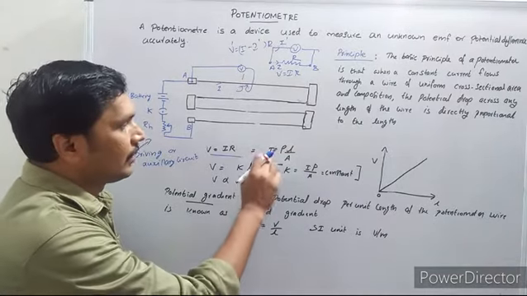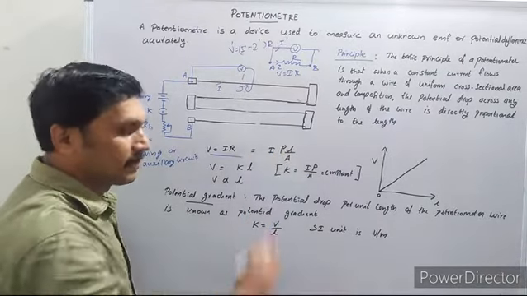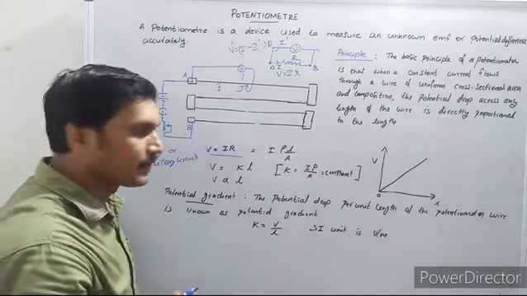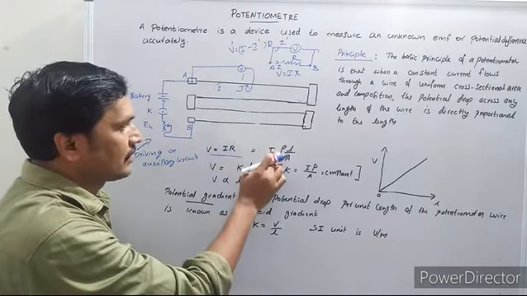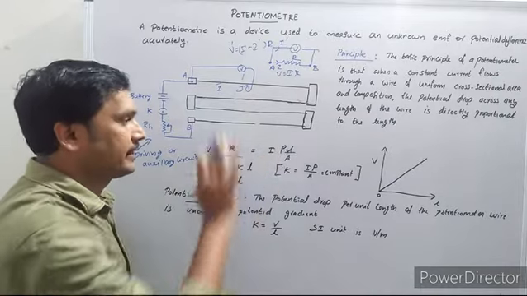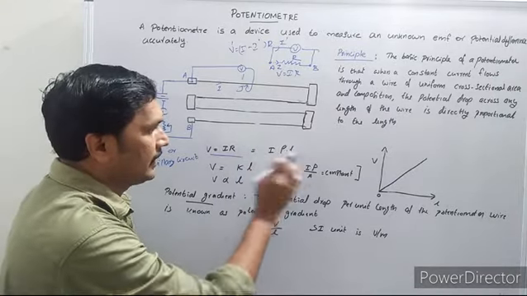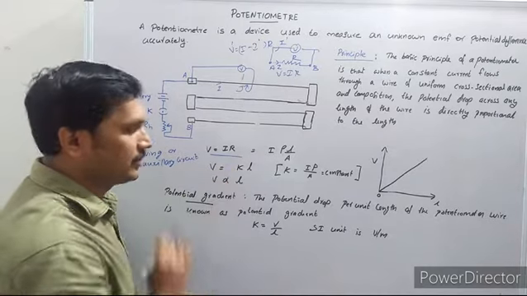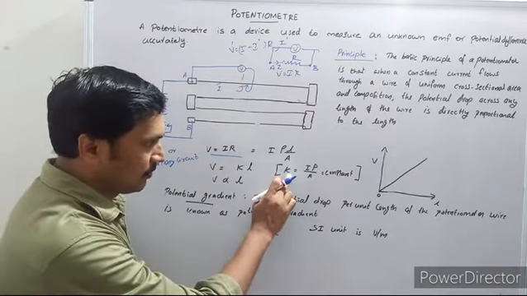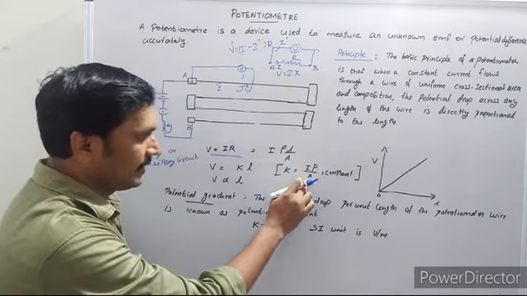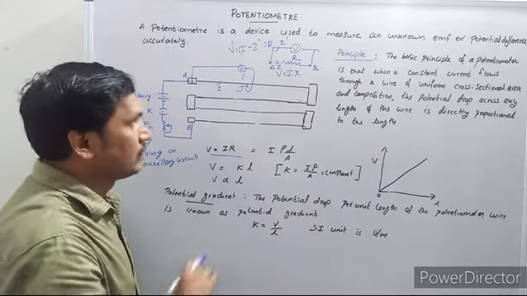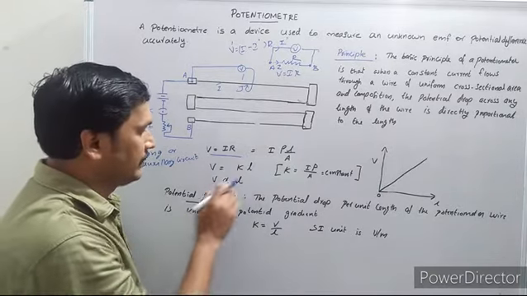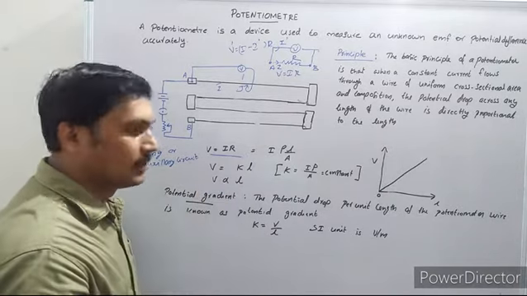And you see that I, rho and A are constant, because we are sending a constant current through this potentiometer wire, resistivity is a constant, and the area of cross section of the wire is also constant. So we can write V is equal to K into L, where K is equal to I rho by A, a constant. V is equal to K into L, or V is proportional to L.